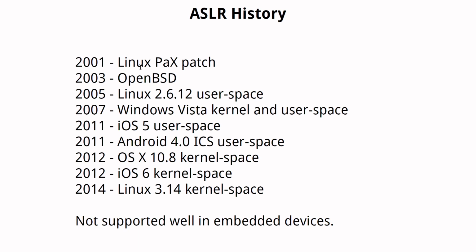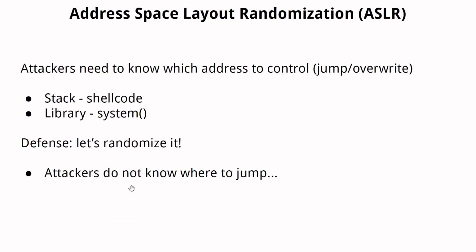So 23 years ago, Linux had this patch to have this address space layout randomization feature. Then OpenBSD had that. Linux added the user space support for that back in 2005. Windows, iOS, Android, all of those systems have this feature. Linux kernel also added this 10 years ago.